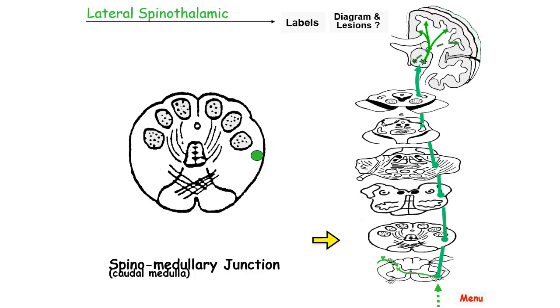As we go higher up, we see at the cervical medullary junction where the dorsal column nuclei have synapses for the dorsal column medial lemniscal pathway. There is no synapse for the anterolateral pathway seen here in green. It's far laterally and it will stay in that location.